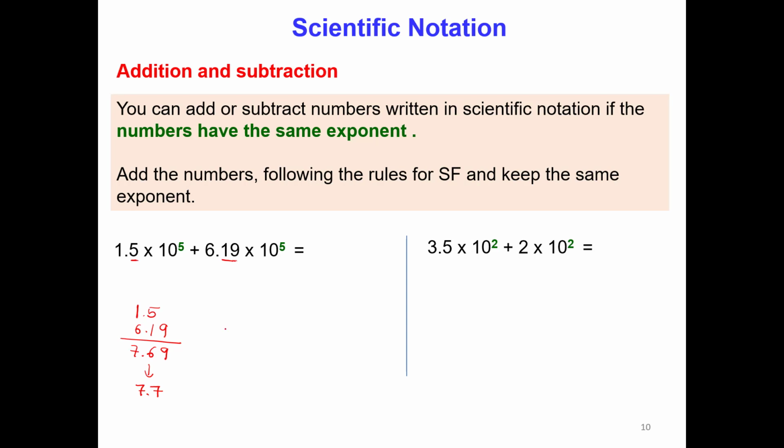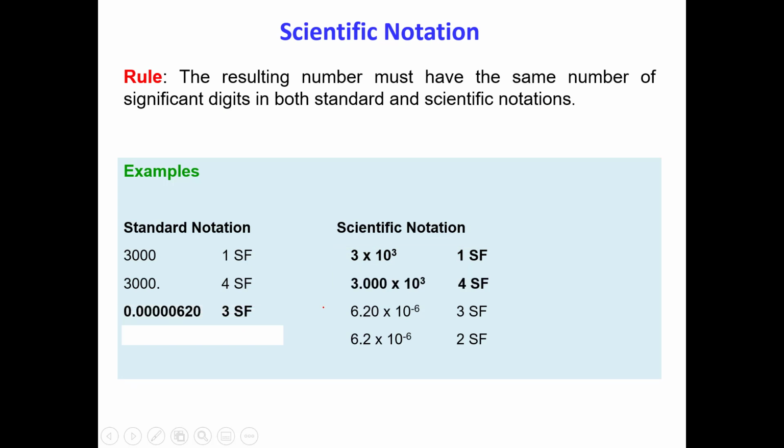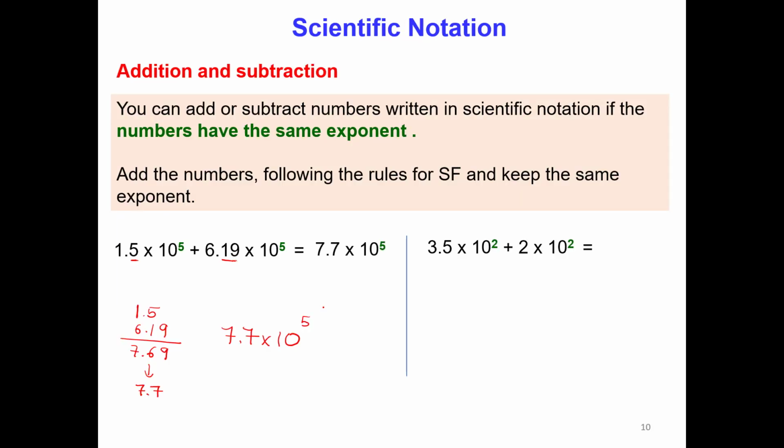Then the answer in this case will be 7.7 times 10 to the power 5. We add the numbers, we need to pay attention to the rule for significant digits, and we need to keep the same exponent. And it will be 7.7 times 10 to the power 5. And let's try the second one.